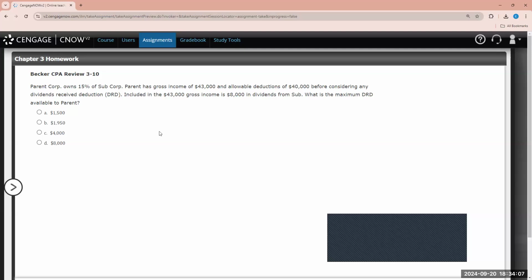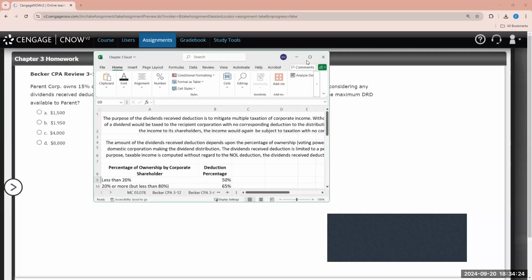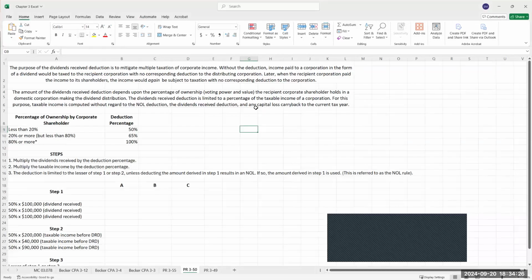So when it comes to the dividends received deduction, it's very important to understand the rules behind what determines how much can be deducted. As it relates to the dividends received deduction, it is ultimately dependent on the ownership. So, to ensure that you have a greater understanding of how this works, we look at this here. The purpose of the dividends received deduction is to mitigate multiple taxation of corporate income.